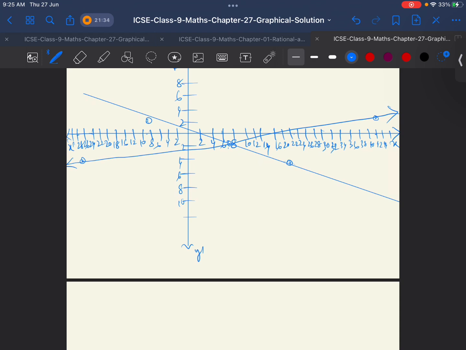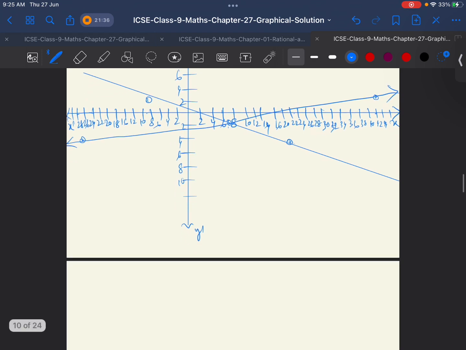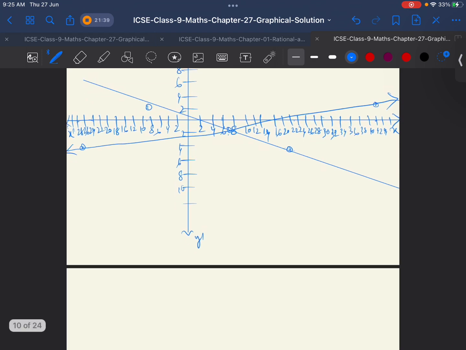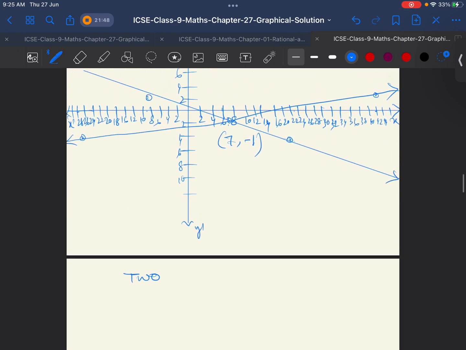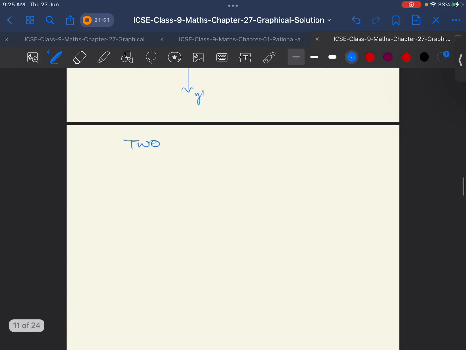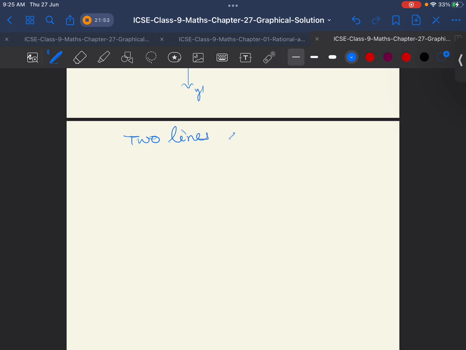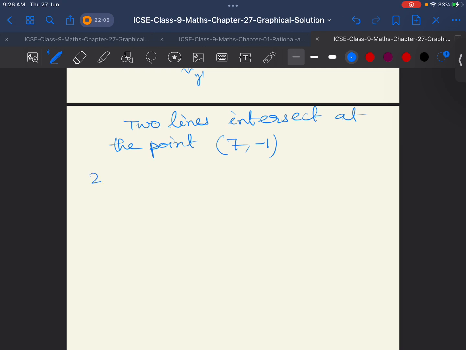Okay, students, you must plot these points on graph paper. I have no graph paper, so this is the point. Okay, (7, minus 1) is the intersection point. The two lines intersect at the point (7, minus 1).